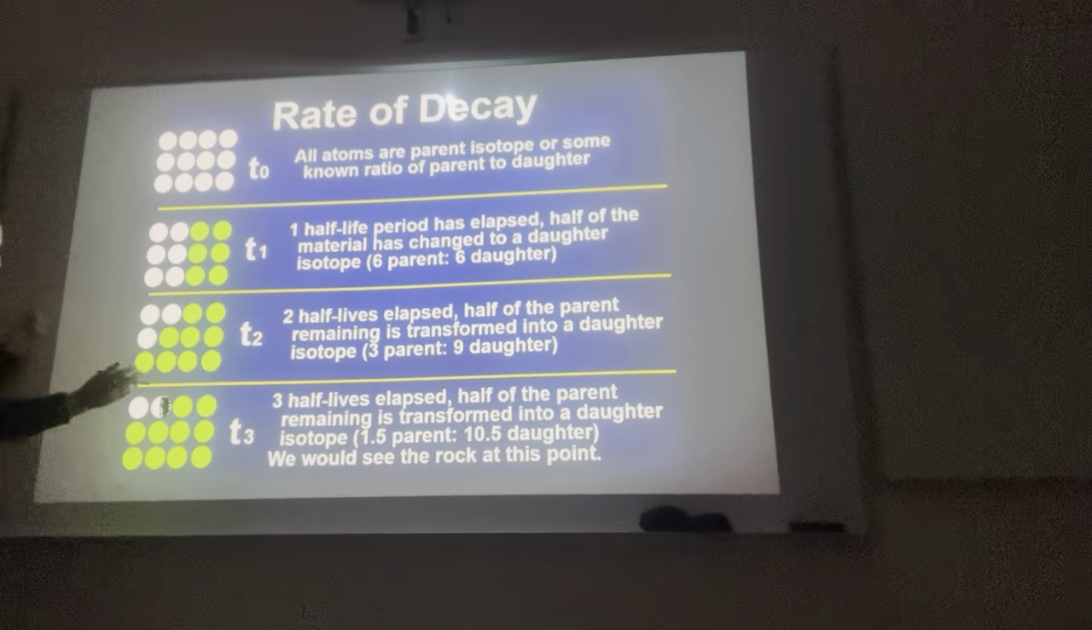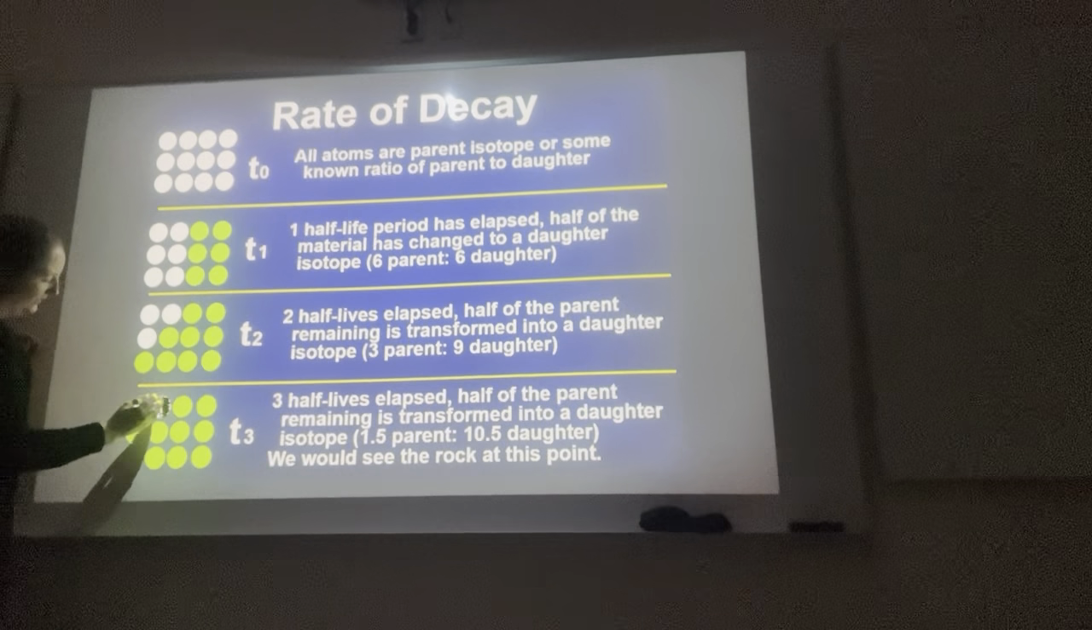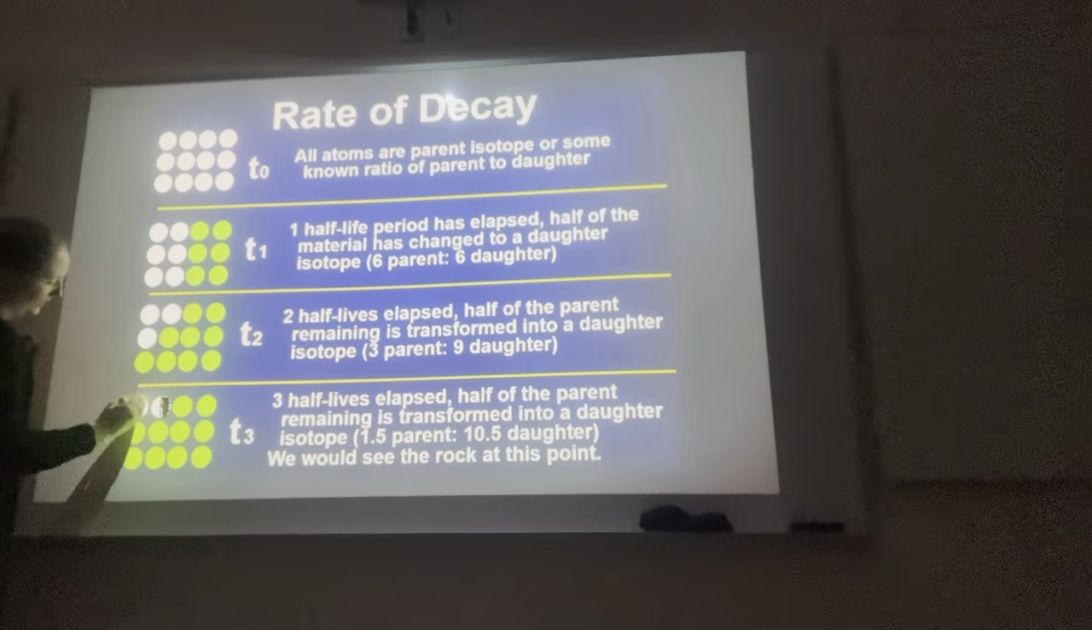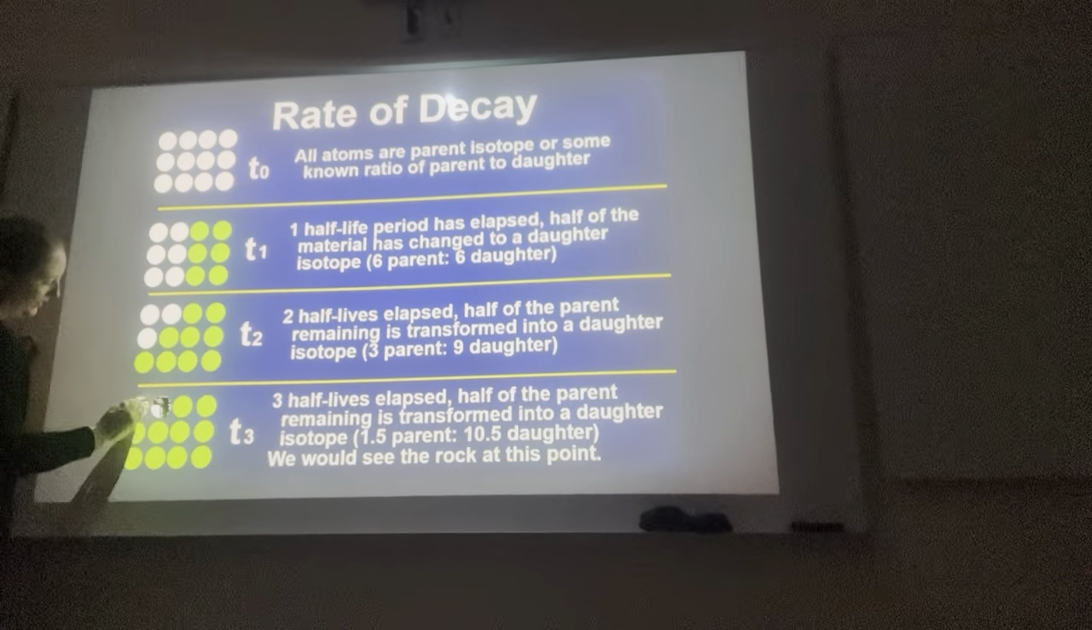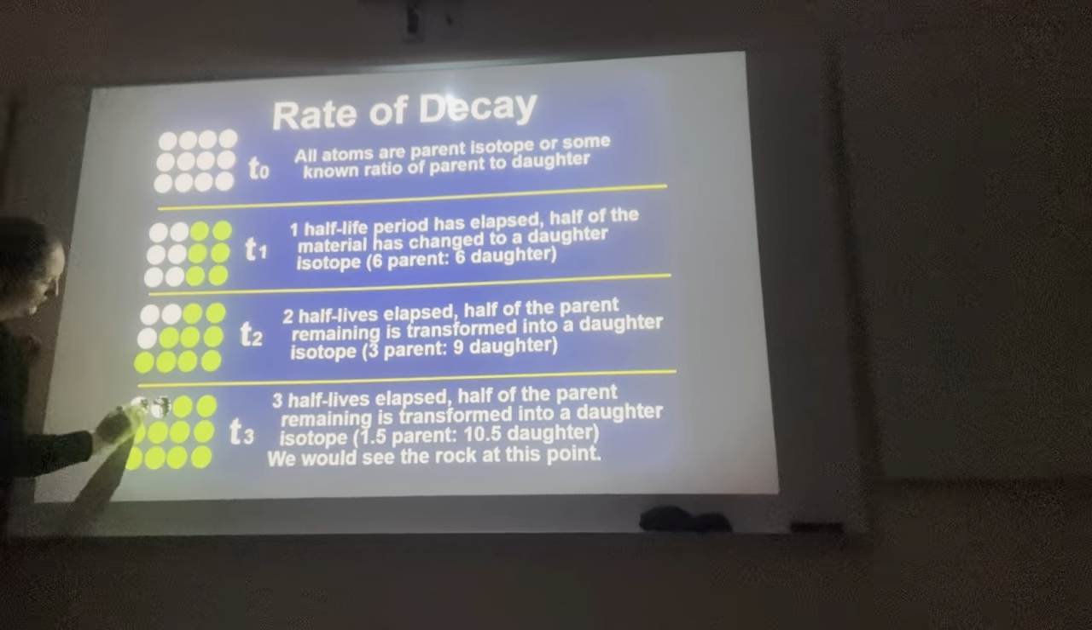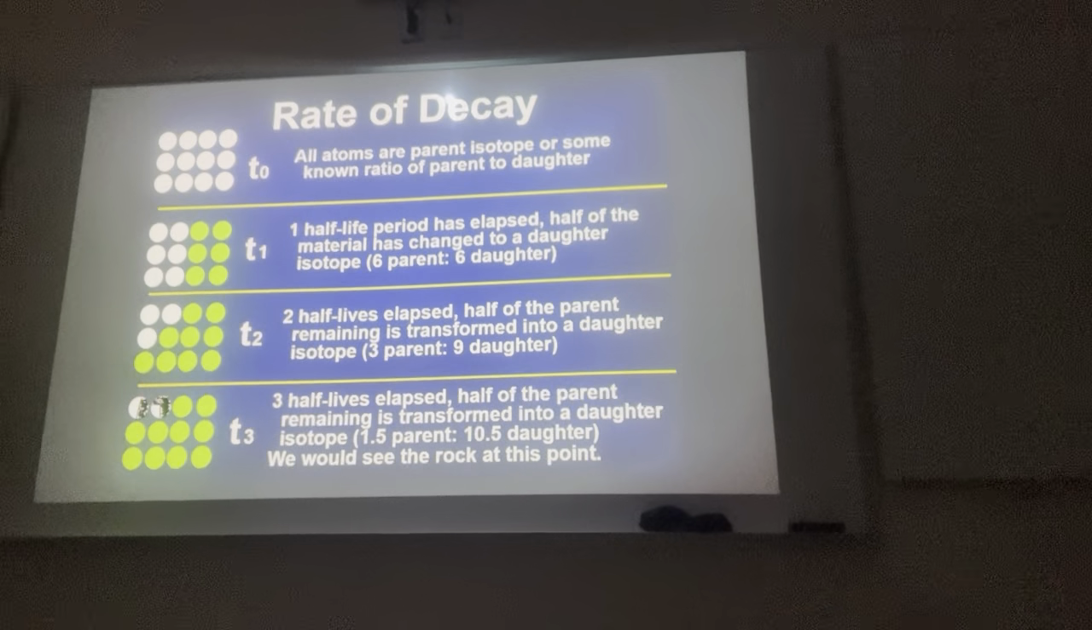And then after another passage, you're gonna have half of this amount decaying as well. So you'd end up with half of this and half of this. So you'd be left with 3/4 of one and 11.25 of the other. And so on and so forth.